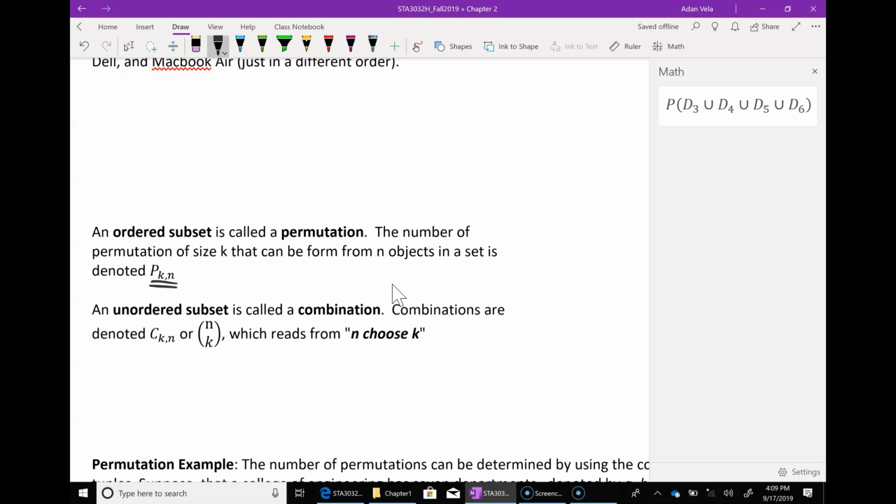Okay. Now, if order doesn't matter, right? So it doesn't matter what order we draw them in. In this case, it's called a combination. And it can be denoted 2 different ways. Similar to the permutation, we can use that notation, but instead of a P, it's a C. Okay. Or we can sort of use this parentheses notation, right?